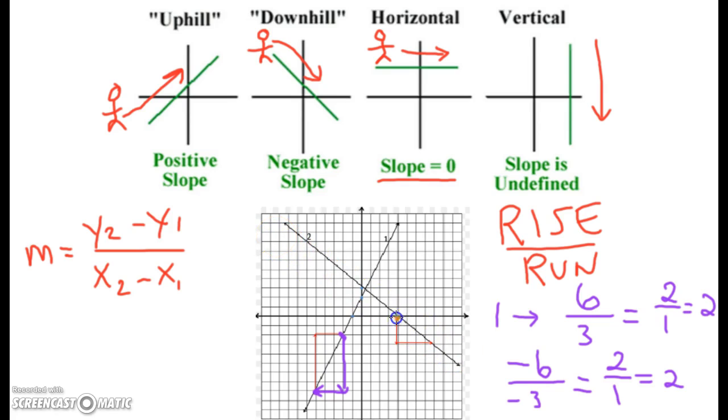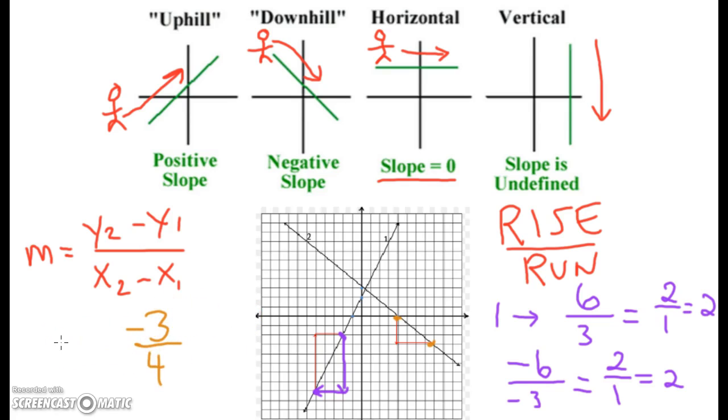All right, so I marked a couple points. There's one right there. There's one right there. All right, so if I count my rise, I start by going down 1, 2, 3. Down 3 is a -3. And then I'm going to go over 1, 2, 3, 4. So my run is 4. Can -3 over 4 be reduced? No, that's as simple as it gets.